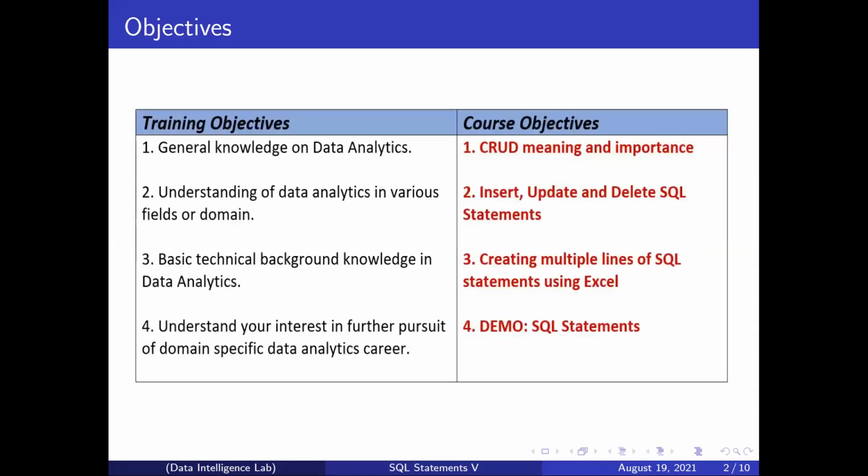Okay, so for today's class, we're going to be understanding the terminology of CRUD, what it means and its importance. We've been using it, but we would explain it in clear terms and why people say CRUD. Then other forms of SQL statements, which are also part of CRUD: insert, update, and delete. Then how to write and execute multiple SQL statements, right?